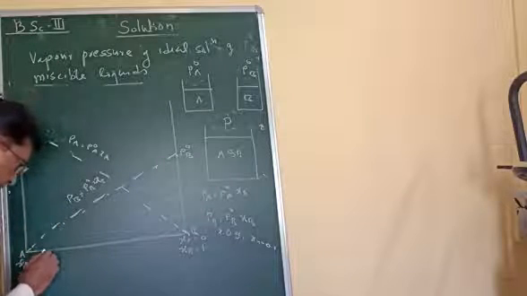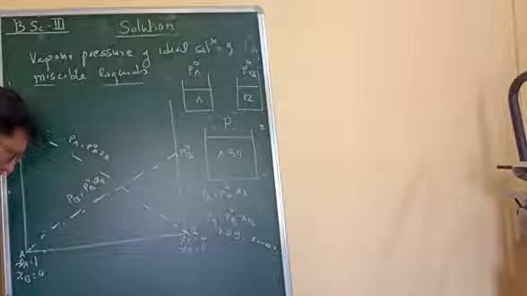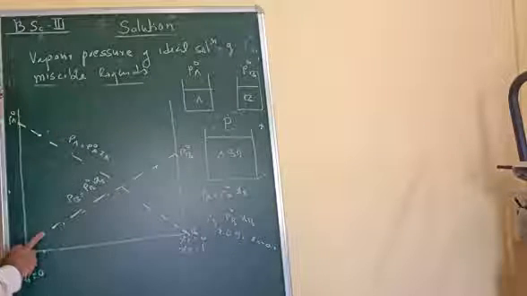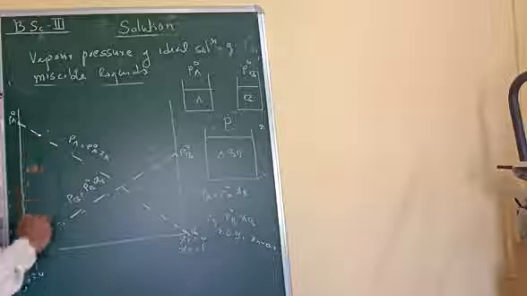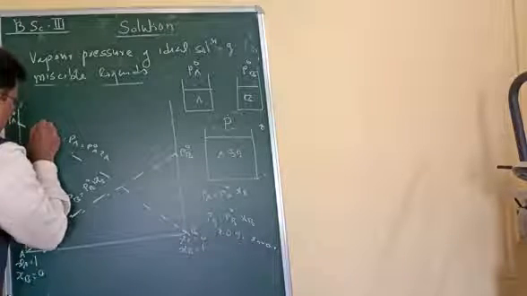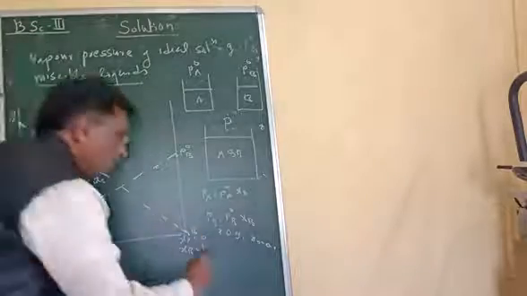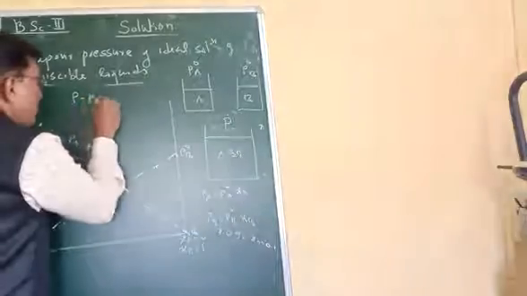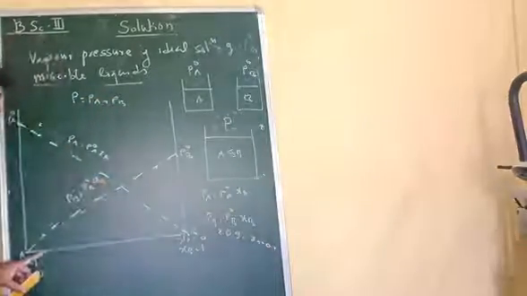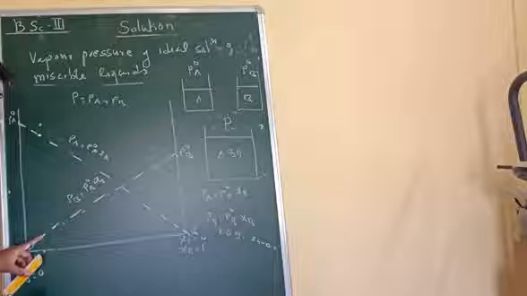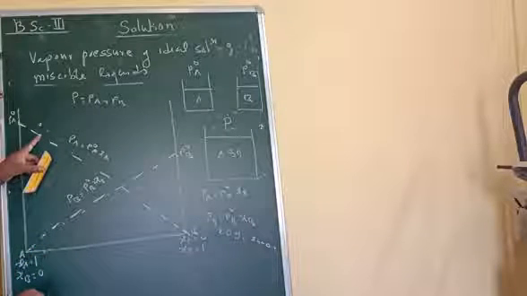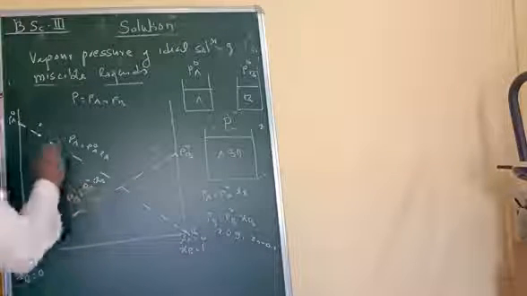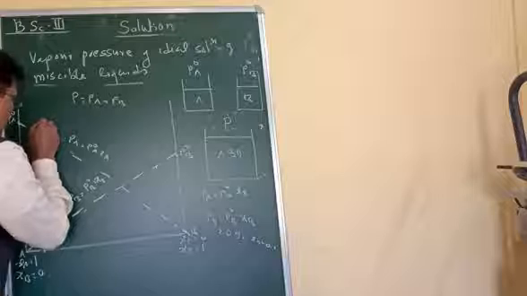Now if we consider any composition here, and if we add these two vapor pressures, that means this is PB and this is PA, and if we add these two, we get the total vapor pressure. According to this equation, P is equal to PA plus PB. That means at this particular composition, the vapor pressure of B becomes PB and the vapor pressure of A becomes PA. Therefore, if we add these two according to Dalton's law, the total vapor pressure becomes this.